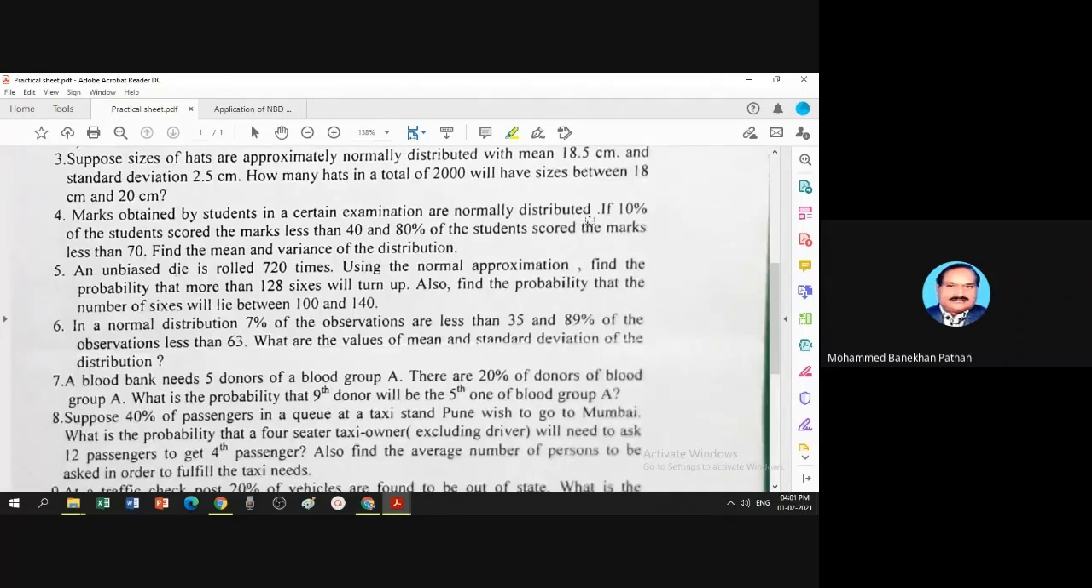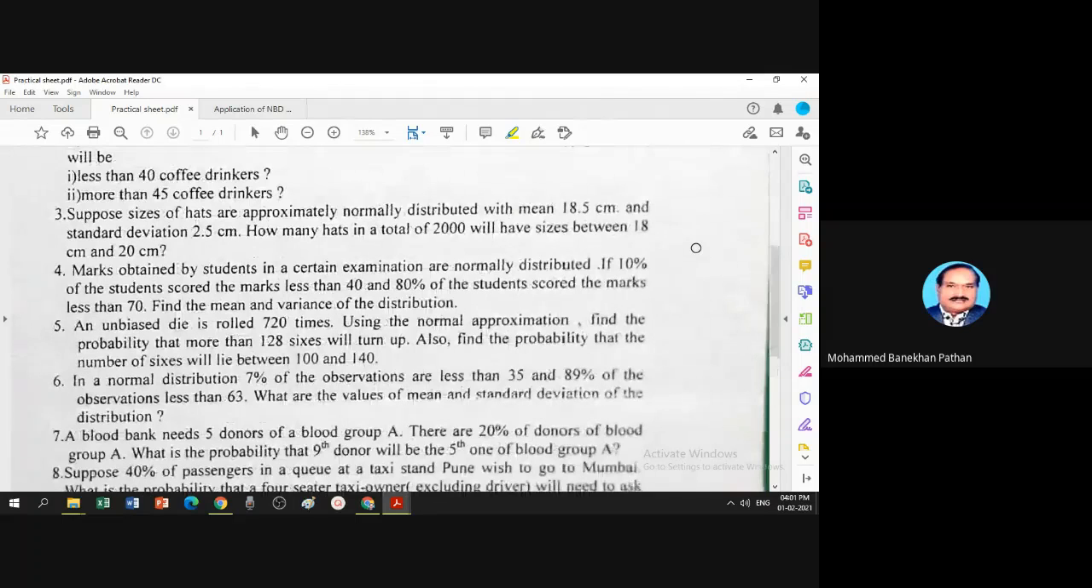What is the information? If 10% of the students score marks less than 40, and 80% of the students score marks less than 70, find the mean and variance of the distribution. See now how the questions are different than the others.